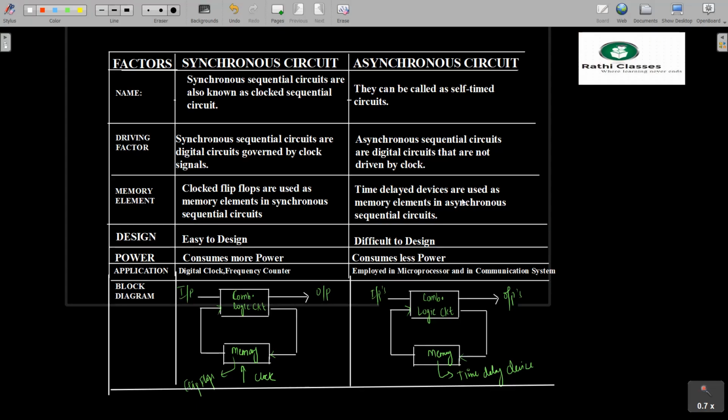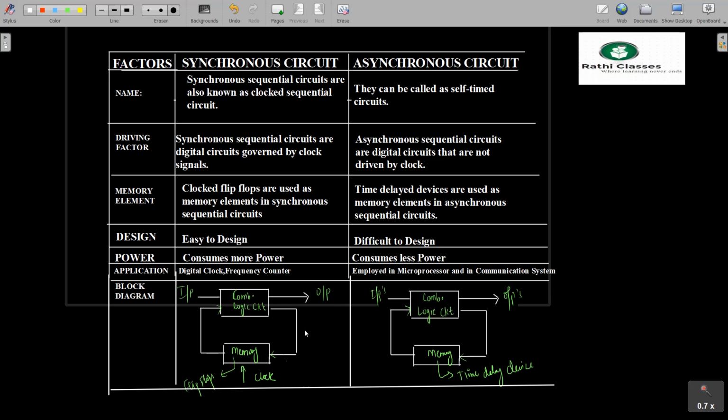Hello all. After discussing different types of flip-flop, now we'll be discussing the types of sequential circuit. The sequential circuit is categorized into two kinds, namely synchronous circuit and asynchronous circuit. The synchronous circuits are also known as clocked sequential circuits.